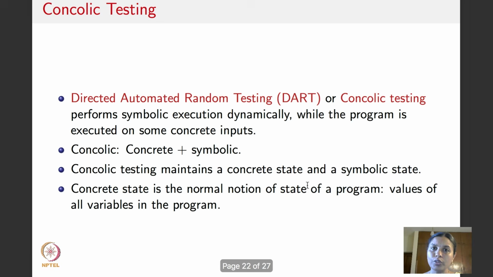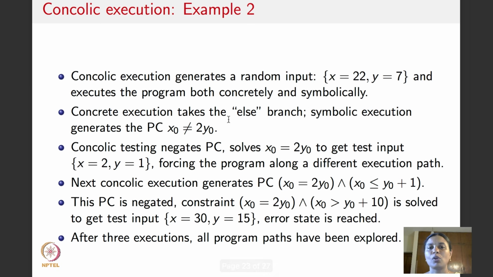What we will now do is look at concolic execution. What will it do? It will keep a concrete state. How will it keep a concrete state? Here is one particular way of keeping a concrete state. It will give a random input to the program. Let's say x is equal to 22, y is equal to 7, or any other choice. It will start executing the program with x equal to 22 and y equal to 7.